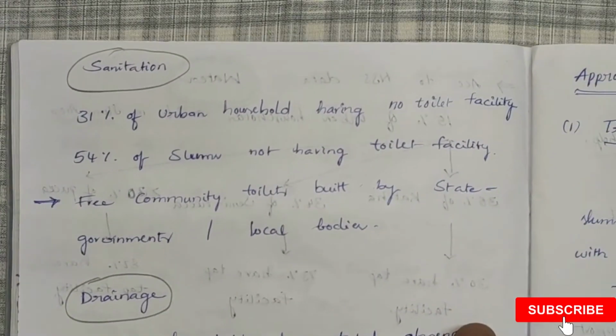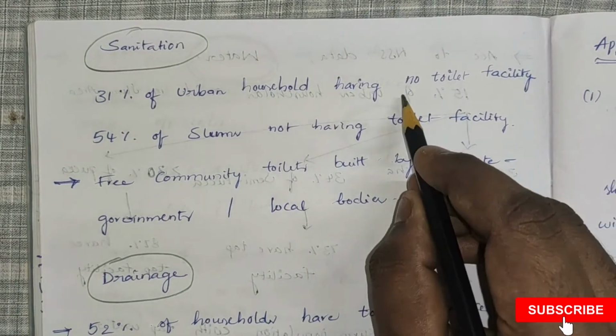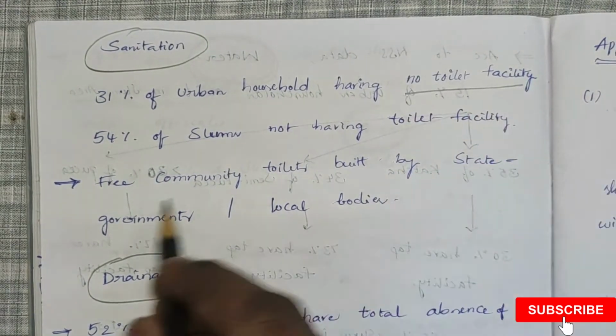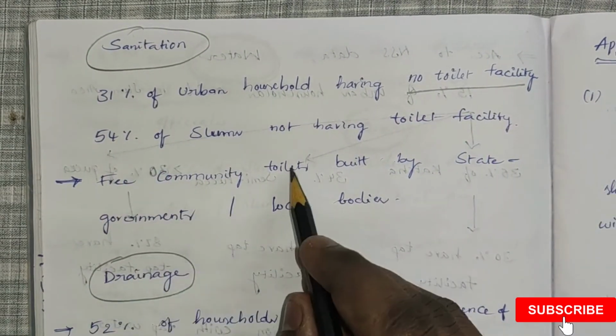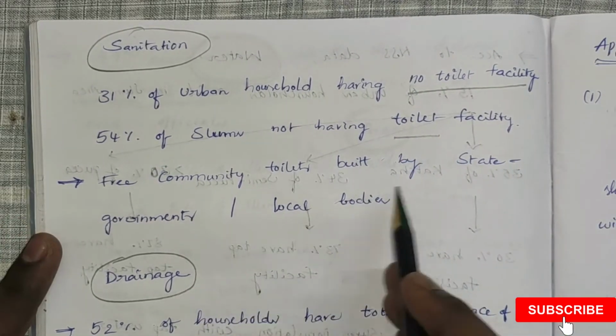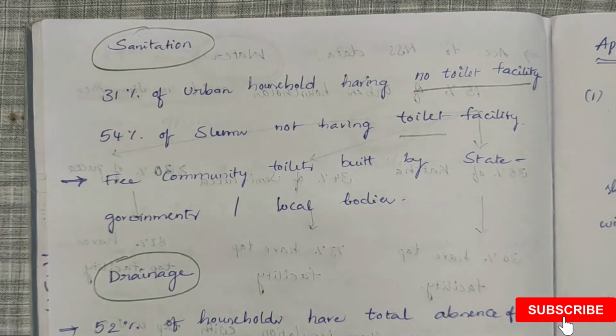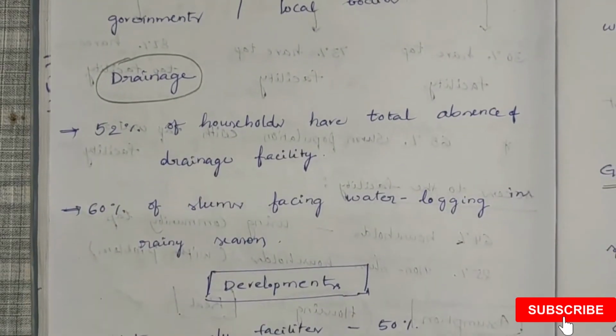Let's see, coming to the sanitation point of view. 31% of urban households have no toilet facility. They don't have any toilet facility, and 54% of slums do not have toilet facilities. Free community toilets were built by state government and local bodies, but they were unable to be used due to lack of proper maintenance.